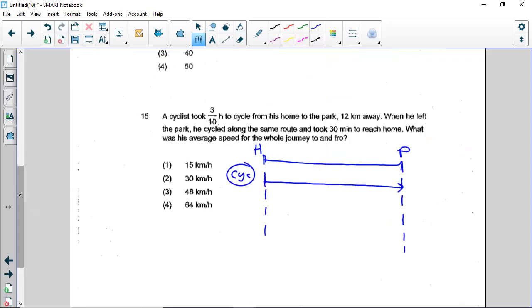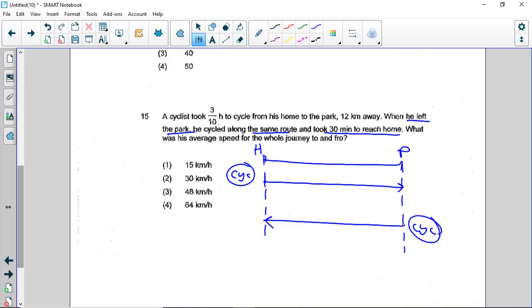And then what did he do? He left the park and he took 30 minutes to reach home. So what happened? Then he comes back. See, this is how the model looks. The cyclist goes all the way to the park, and then from the park, comes back home. Okay, that is your model.